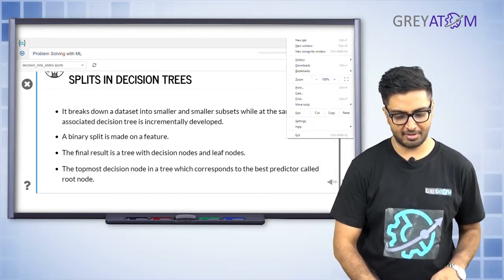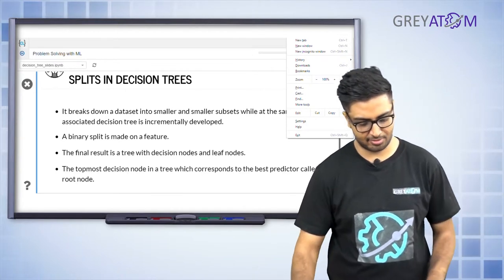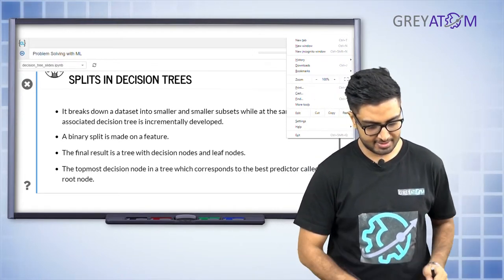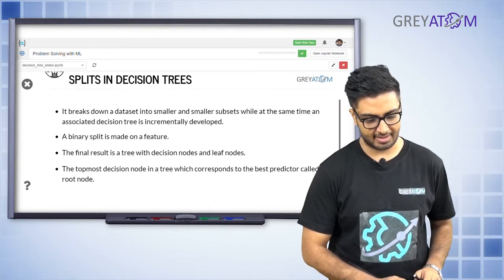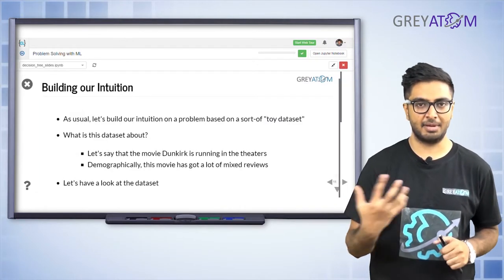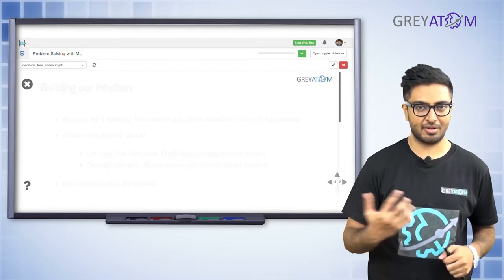So to build on this intuition, let's go through a particular data set and understand that, right? Let's take a small toy data set and build our intuition. That's what we have been doing in all of the lectures.